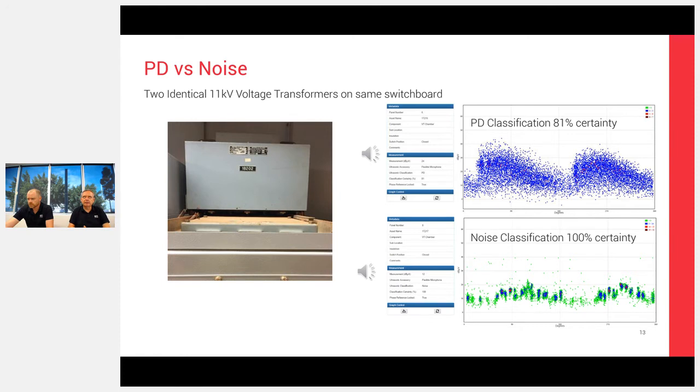You see the same thing on rotating plant, where you see very vertical clusters at the exact same spot, exact same point on the wave every single cycle. That's not generally how surface PD will occur. Surface PD will be more of a random nature around the rise and the fall of the 50 hertz, 60 hertz cycle. So that's why we get that more random effect that we see in the top picture.